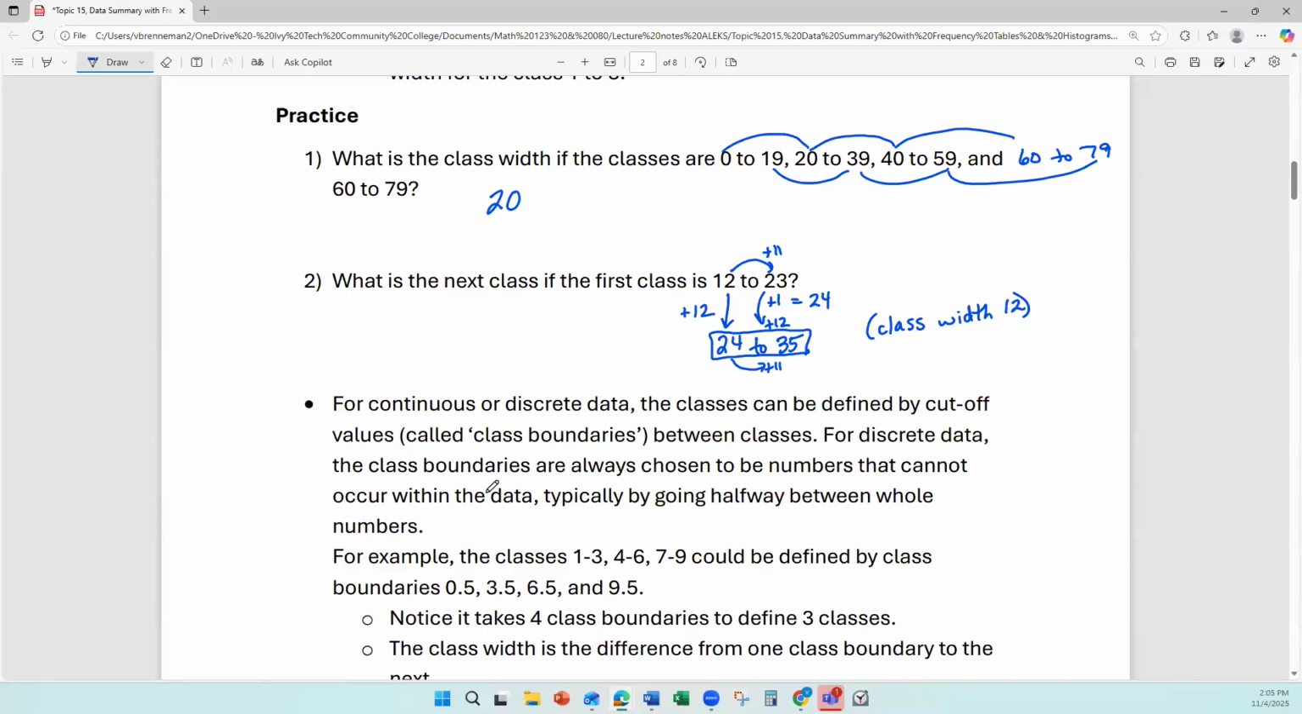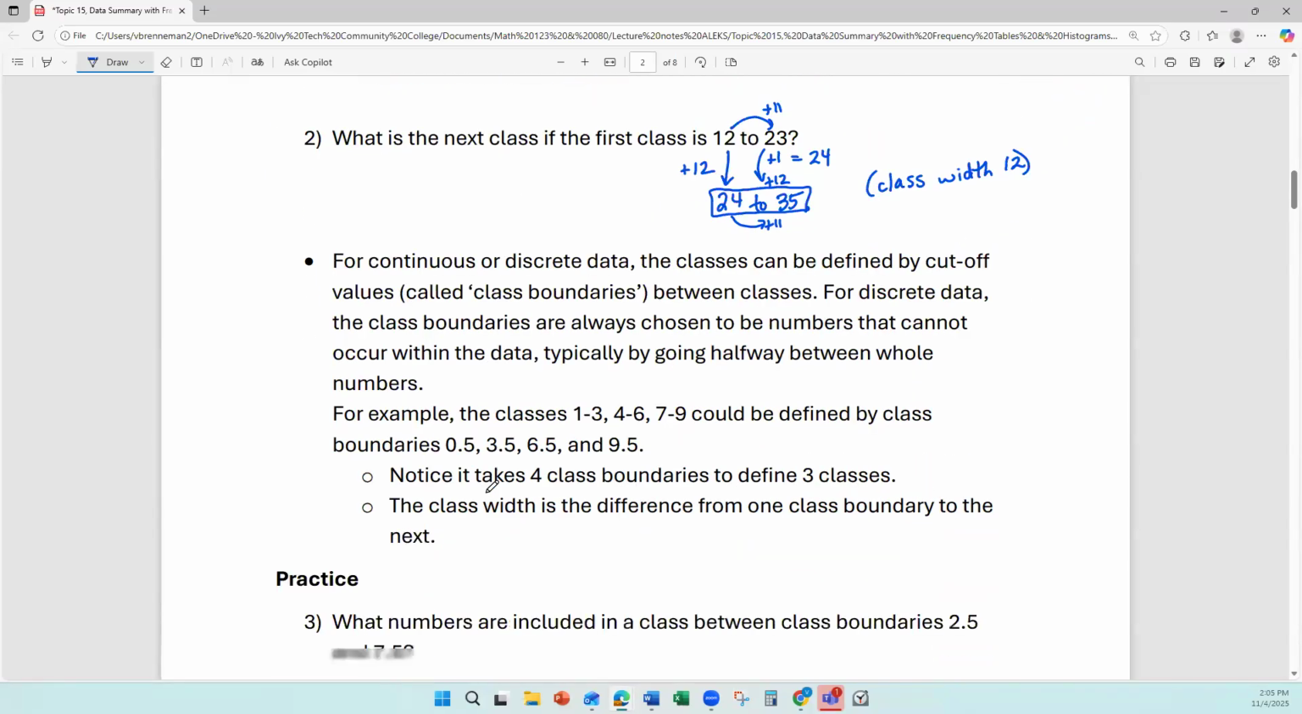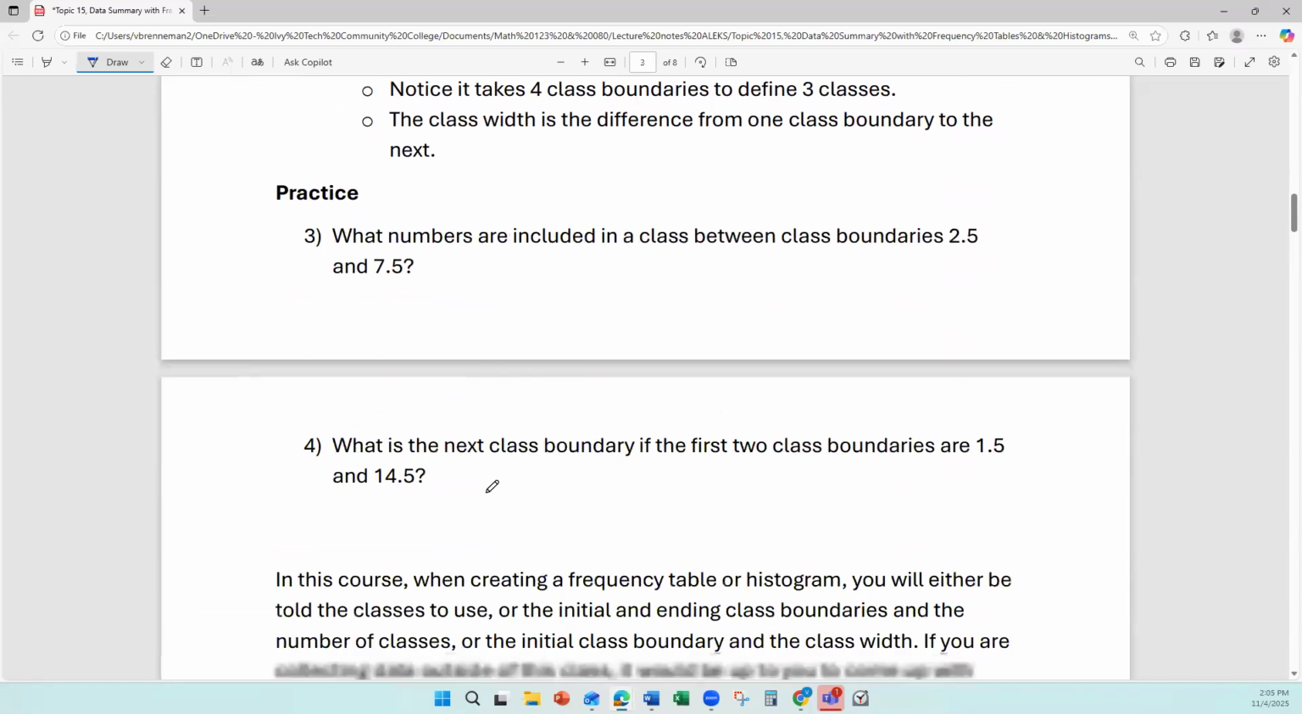Then we also have the idea of class boundaries. So coming to number 3 and 4, if we have a class that's between class boundaries 2.5 and 7.5, the numbers included in that class would be the first whole number after 2.5, which is 3. We'd have 2.5 here and 7.5 as the cutoff. The whole numbers between that are 3, 4, 5, 6, and 7. 2 is on the other side, 8 is on the other side.